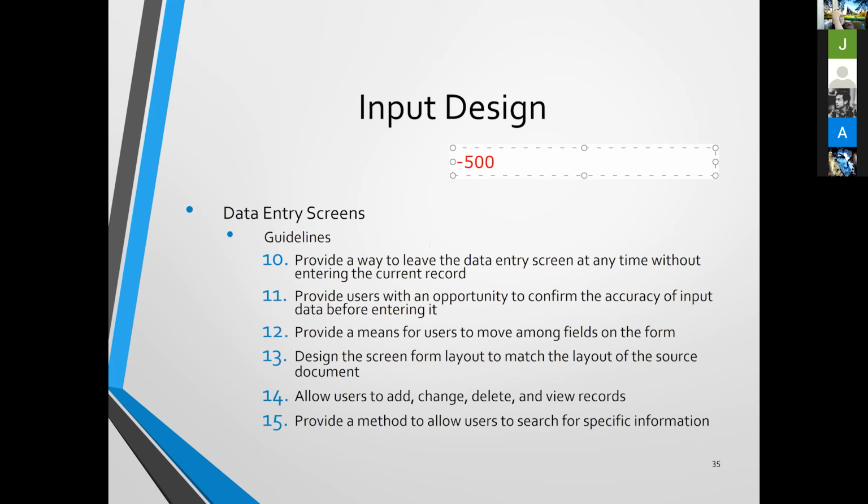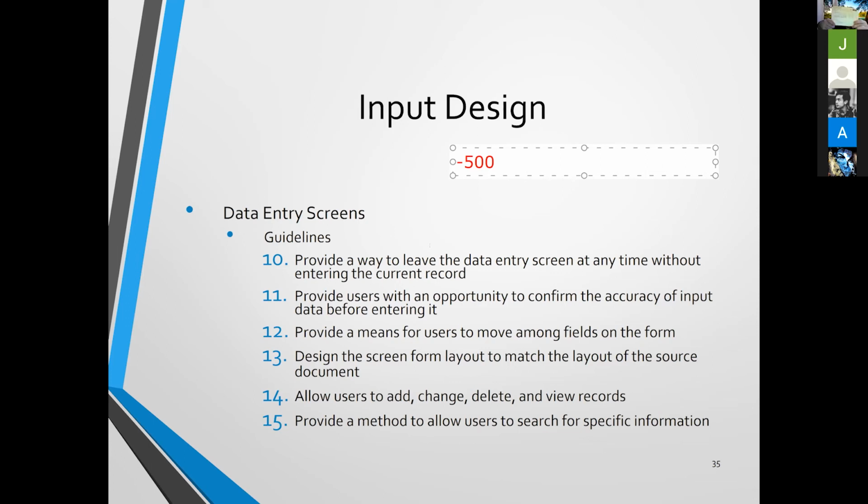Number 12, provide a means for users to move among fields on the form. Now we have to talk about your PC based form. That means when the users want to move among fields on the form, they can easily use the mouse pointer to click and go to the fields that they want to change or input. But if it is a mobile phone, that is easy. The user just taps on the field that they want to enter. Just that.